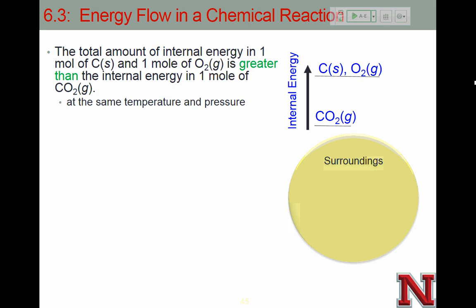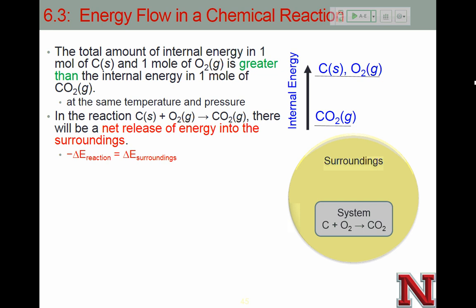The total internal energy in 1 mole of carbon solid and 1 mole of oxygen is greater than the internal energy of 1 mole of CO2. Or we can think about it as the fact that CO2 is much more stable than elemental carbon and elemental oxygen are on their own. That's how we often will equilibrate this in our chemical reactions. This means that at the same temperature and pressure, of course, we would have to have everything in our system be at the same temperature and pressure.